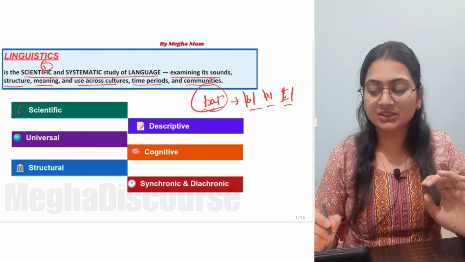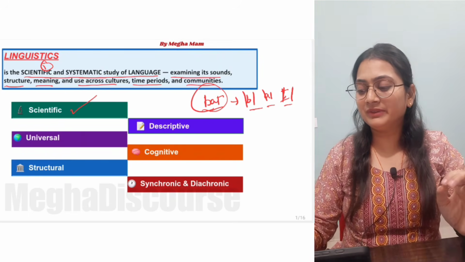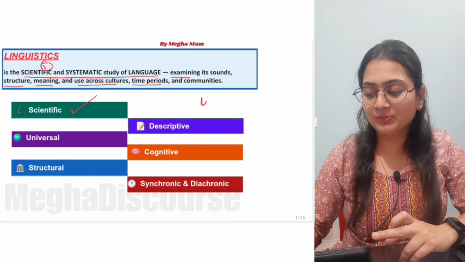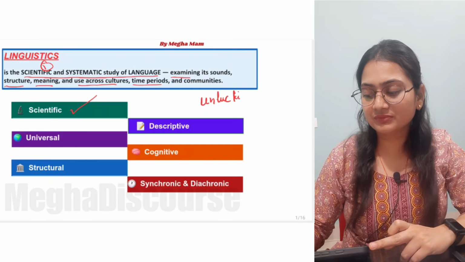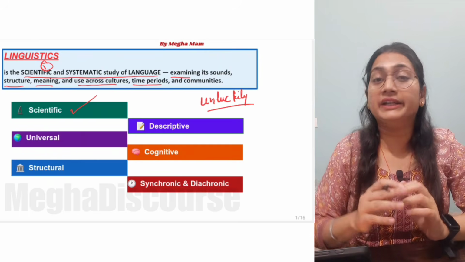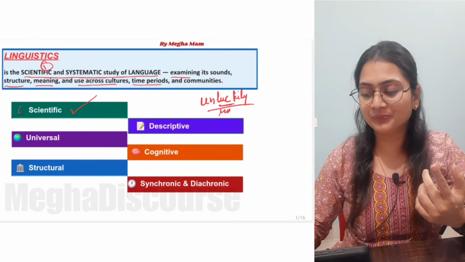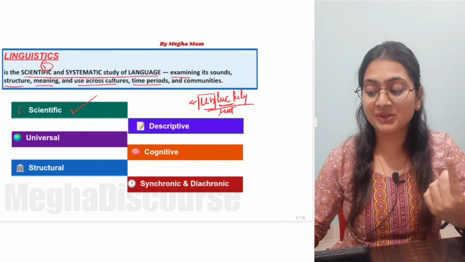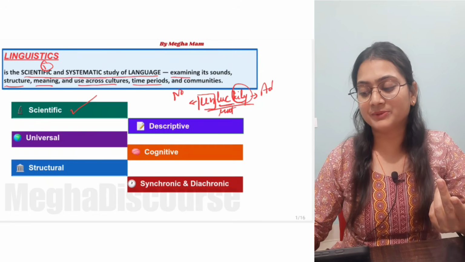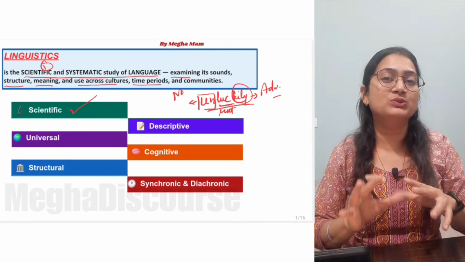Okay, so first, the core important point, we have the scientific study. As I told you, I am giving you one example, after which I will explain all these 6 points. Like I have the word unluckily. Scientific means I have to analyze this word unluckily. Here the root word is luck. Here un is the prefix, which means no. Then ily is the suffix, which made it an adverb. This root word is converted into an adverb by using ily.